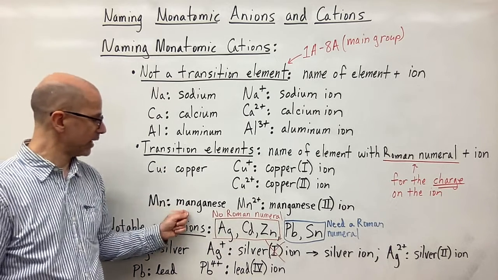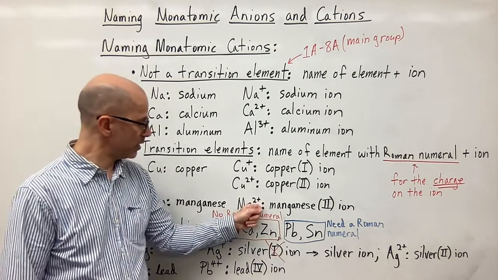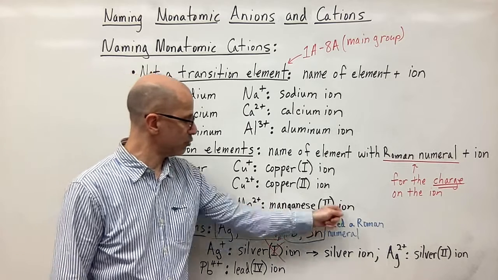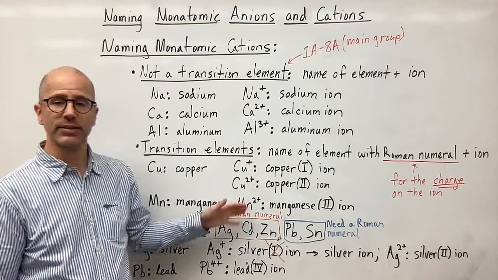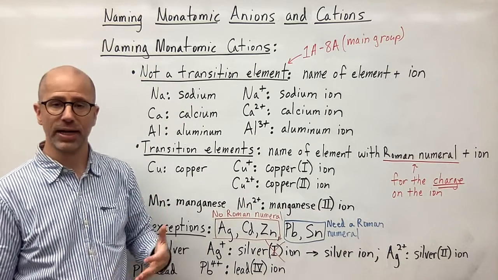Mn is manganese. Mn2+ is going to be the manganese 2 ion. And so that's how you name your monatomic cations.